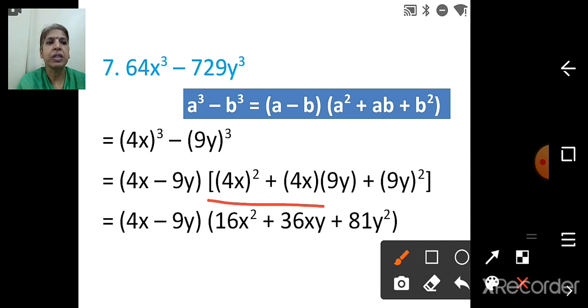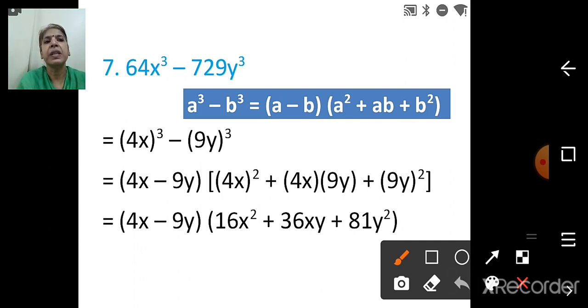A square, so it is 4x the whole square. So 4x the whole square plus first term into second term, so plus 4x multiplied with 9y, plus 9y the whole square. Now simplify. Our first factor 4x minus 9y the whole bracket multiplied with square of 4x, it is 16x square.